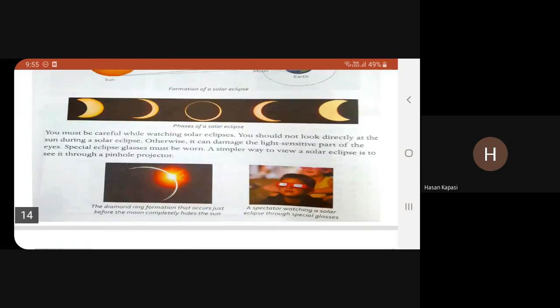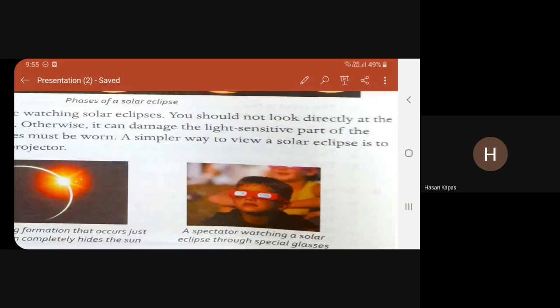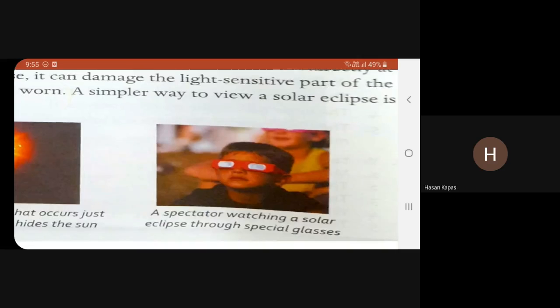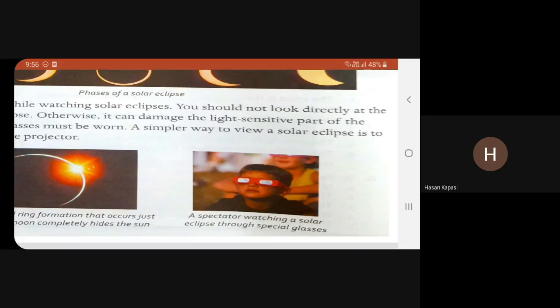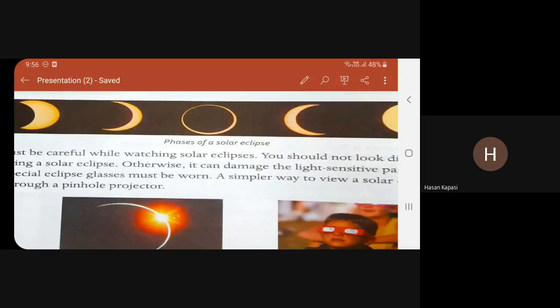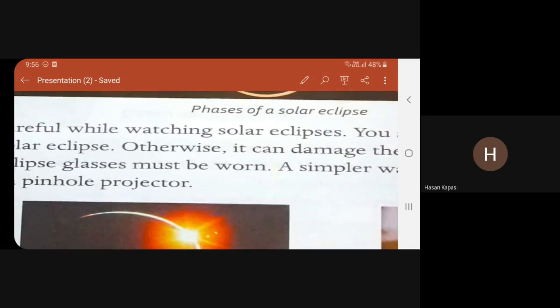Now, in this picture, you can see that this boy is wearing special glass spectacles. If we want to see this kind of eclipse, we always have to wear this kind of protective special glasses, and only then we can see the eclipse. Otherwise, the rays during the eclipse may harm our eyes.